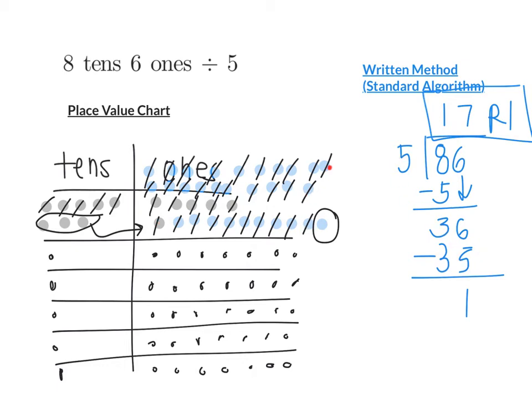I found out that I crossed out 35 out of 36 of them, and I had 1 left over. There's my 1 left over. I can't divide this 1 into 5 groups anymore, so my remainder is 1. So my total quotient is what's in one group, or 1 ten and 7 ones. Then my remainder is 1. So my answer, my quotient, is 17, and the remainder is 1.